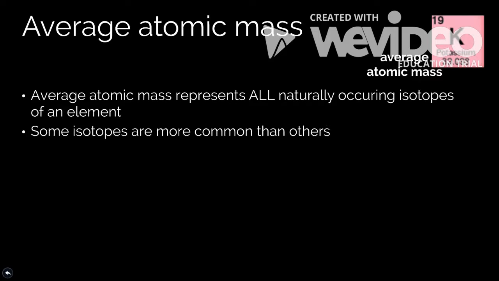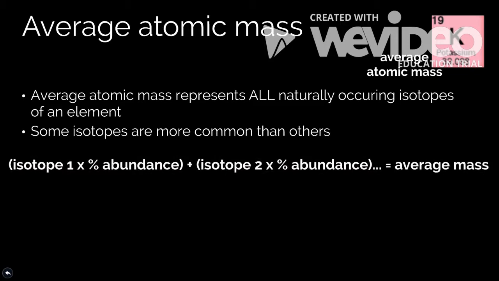Now, some isotopes will be more common than others, and so this average atomic mass actually shows you how common they are. So there's a formula that we can use for finding the average atomic mass and taking into account that not all isotopes are as common as others. The way we do it is that we take the mass of an isotope and multiply it by its abundance, how common it is, and then we add that number to the mass of the second isotope multiplied by its abundance, and taking the result of as many isotopes that are naturally occurring gives you the average mass of that element.